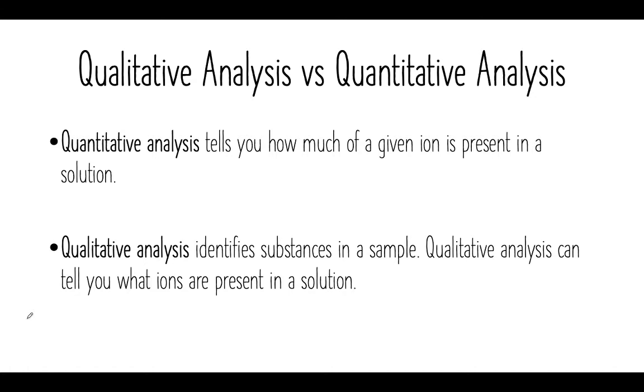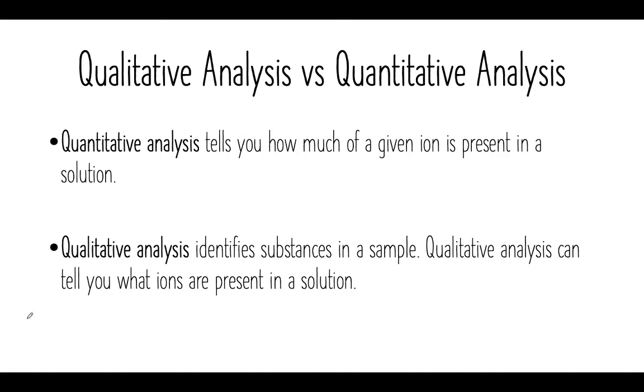When we're learning about qualitative analysis, we're simply identifying if a particular substance is present in a sample or not. So qualitative analysis can tell you what ions are present in a solution. We do this using things like color: what color does it turn, or what precipitates are formed? So in qualitative analysis, you are describing whether or not an ion is present, whereas in quantitative analysis, you're trying to figure out how much of that particular ion is present.